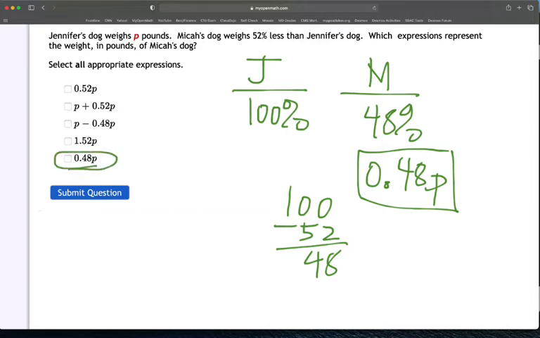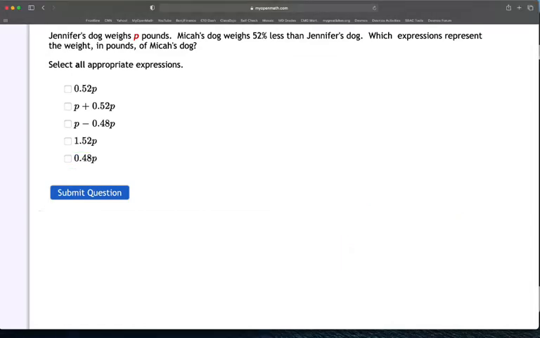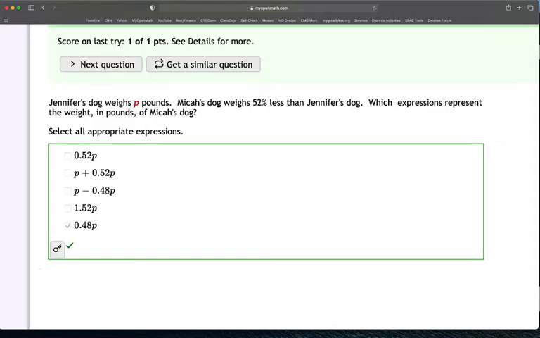There's a possibility, depending on what kind of problem you get, that there may be more than one of them that you have to check. So let's go ahead and take that off and submit, and we can see that that is correct.